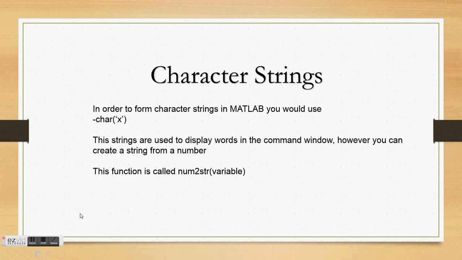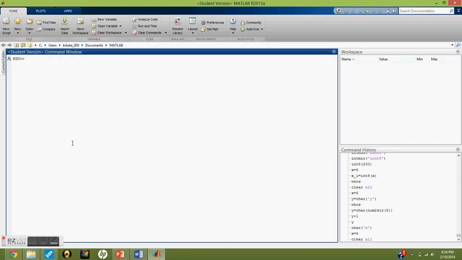Next, I'm going to show you the difference between a number and a character string. I'm going to set x equal to 5, and I hit enter, and see how the 5 is indented? That indicates that it's a number. Now if I type char, parentheses, single quotation, x, single quotation, parentheses, and I hit enter, you're going to see that the x isn't indented, which shows that it's not a number but a character string.